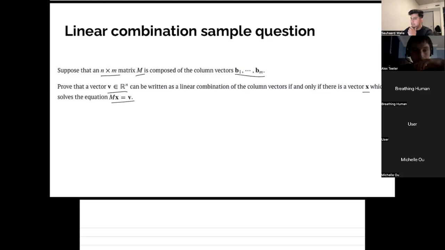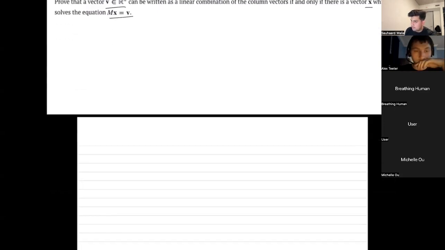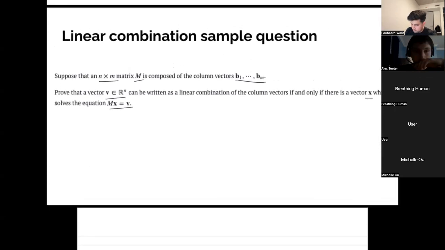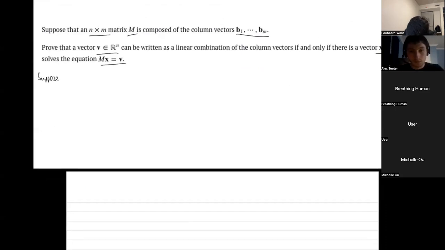It might seem a bit straightforward, trivial, and it's not difficult, so you won't be wrong. Just how would you go about proving that kind of thing? Okay, so we need to show that a vector can be written like that. Again, if and only if, so we have to go both directions. So first, we're going to do this direction. We're going to suppose V can be written as a linear combination of B1 all the way to Bm.